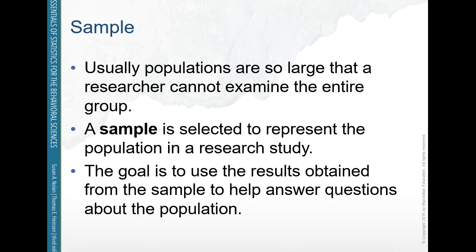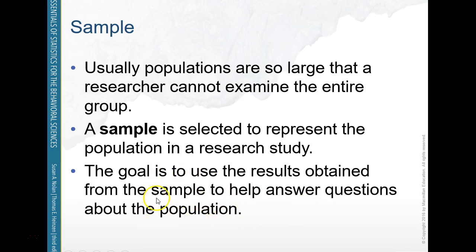So instead of studying the entire population, researchers typically study a sample. That is a small group that is selected to represent the population in a research study. And the goal then is to take a small group, let's say of children diagnosed with autism, maybe 50 or 100 children, try my new treatment on this sample, on this smaller group, and then use the results from my sample to hopefully answer questions about the population.